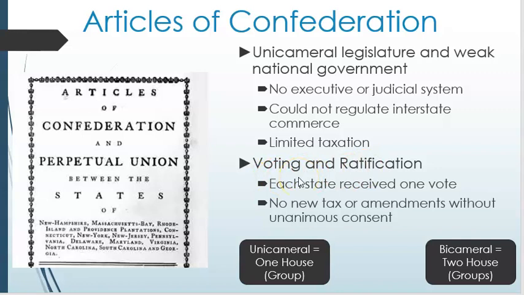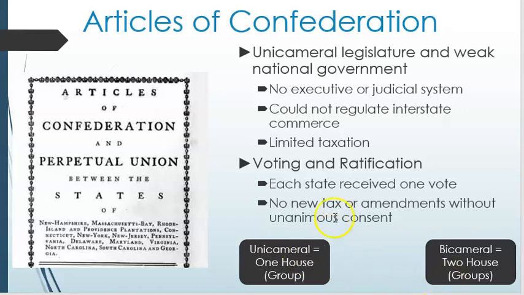Each state only got one vote in this lawmaking system. And you needed either a supermajority of 2/3, which means 9 out of the 13, to approve certain laws, and in order to make changes to the government, you needed unanimity. So no new taxes or amendments were created within the 10 years that the Articles were around. None, because they could never get that supermajority or the unanimous. If they couldn't get 9, they're definitely not going to get all 13.